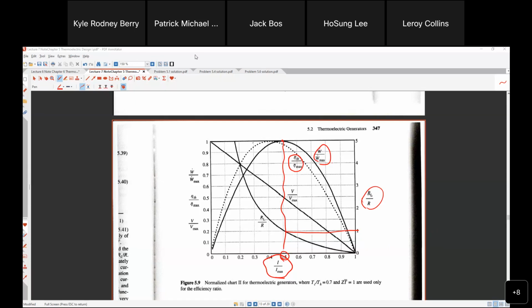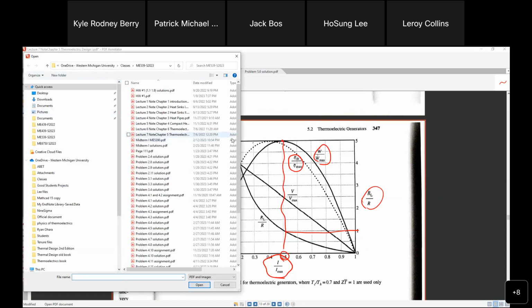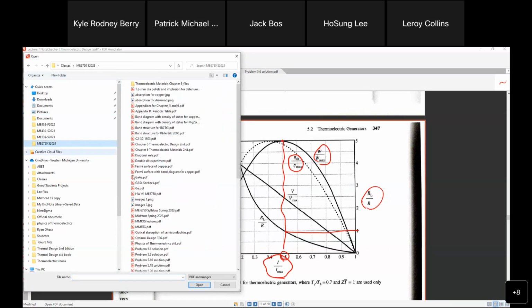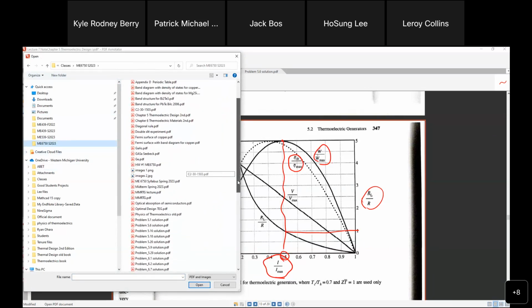Professor? Yes. Is ZT strictly a material property? Yes, it's a material property. How efficient the material is, basically? Yeah, material property. Okay.